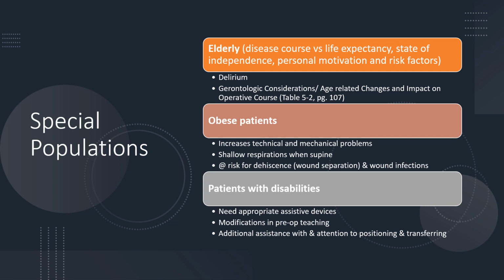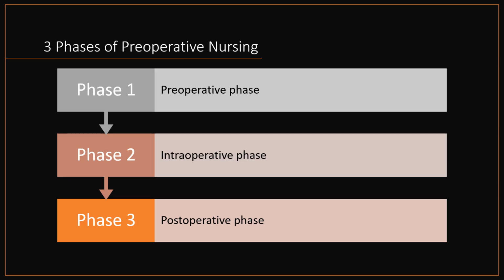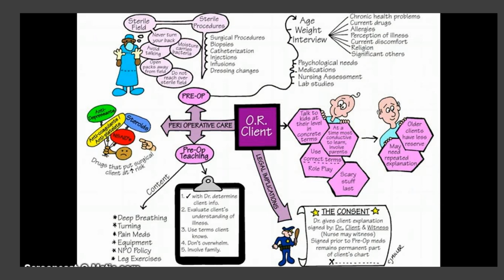So the three phases of perioperative nursing: you've got your pre-op, it's before the operation. You're going to do a lot of education. You're going to do a lot of screening, assessing. Intraoperative, that's where the actual operation is taking place, and then post-operative. Let's take a look at this picture right here. This is kind of a big overall picture of perioperative nursing. Okay, so you can see in the bottom there it says pre-op teaching.